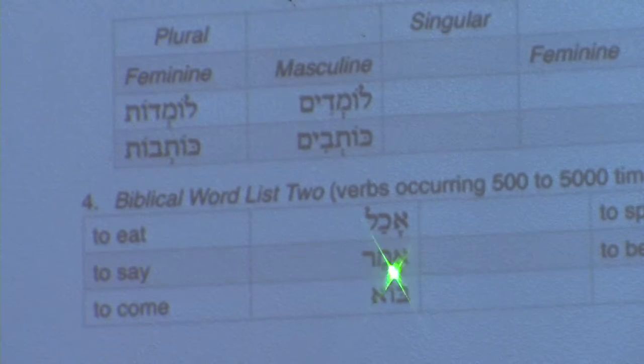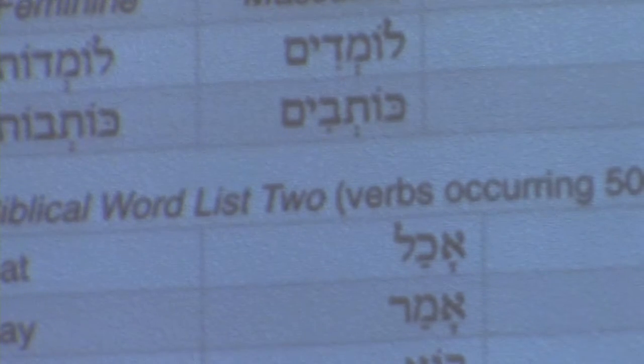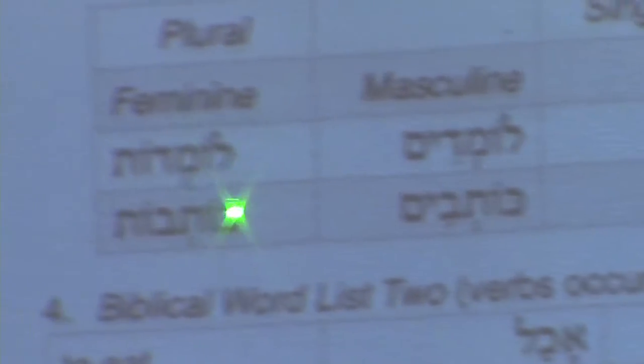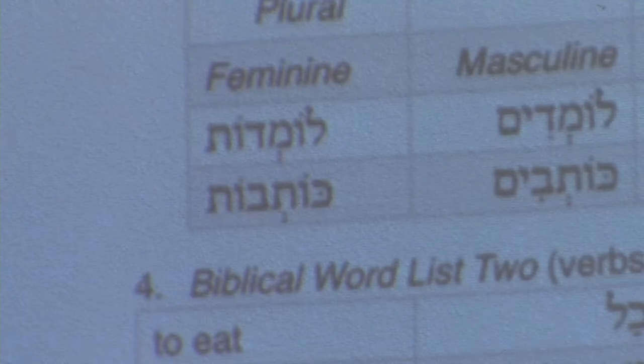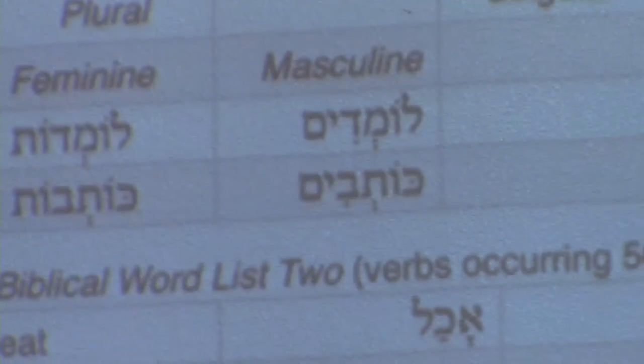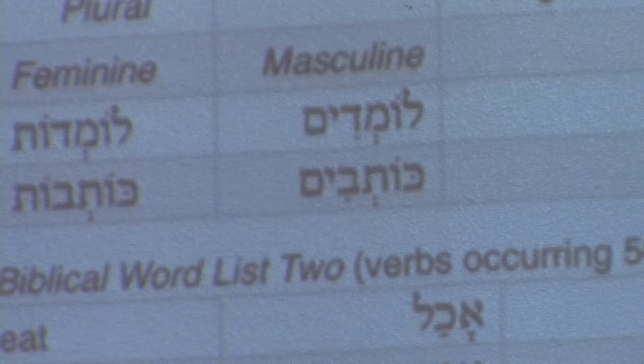And then it's lomdim. See that? The schwa is a stop. Lomdim, Kotvim. Then lomdot, kotvot. Should I go through that again? Lomed, lomedet, lom, because of the schwa, dim.